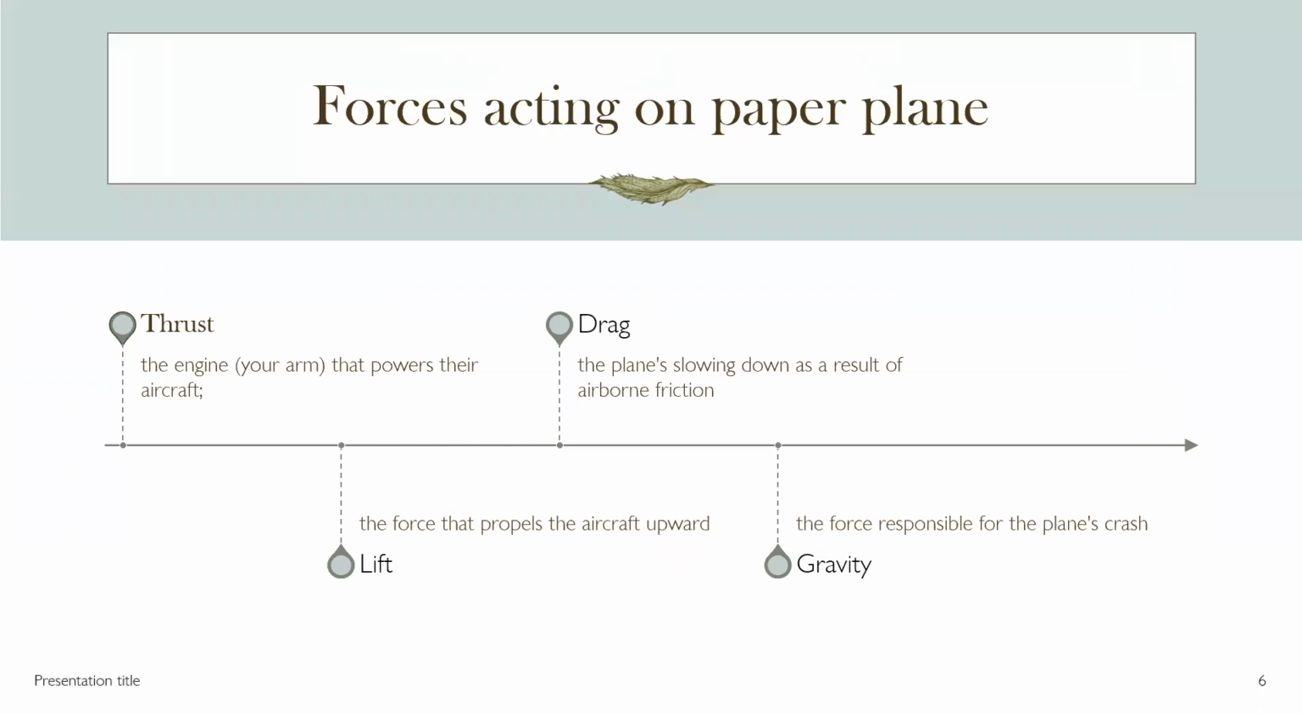So, what are the forces acting on a plane? Thrust, the engine, or your arm, that powers your aircraft, and the slowing down of the plane as a result of airborne friction, which is also called drag. The lift, the force that propels the aircraft upwards, and gravity, the force responsible for the plane's crash.